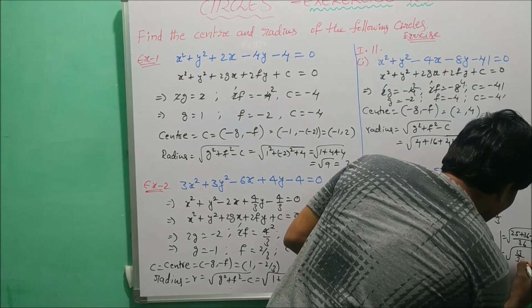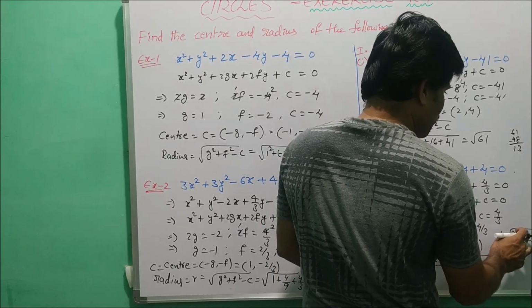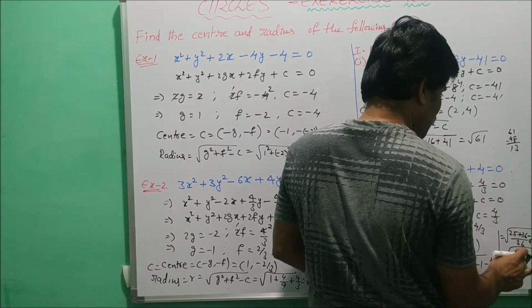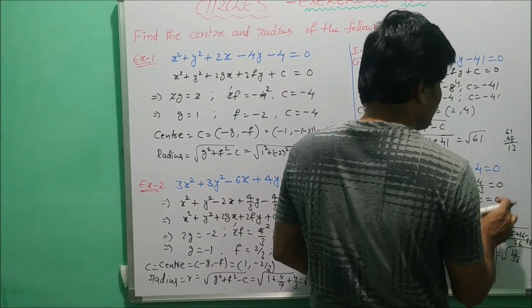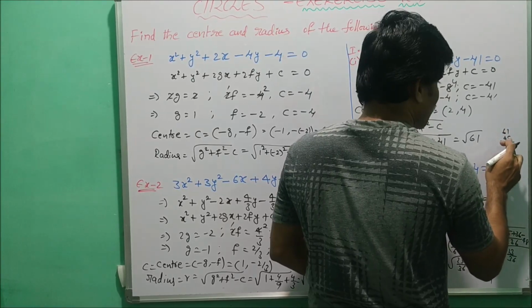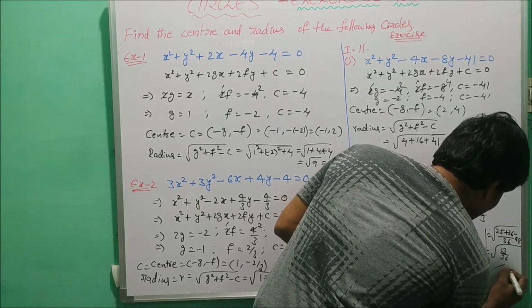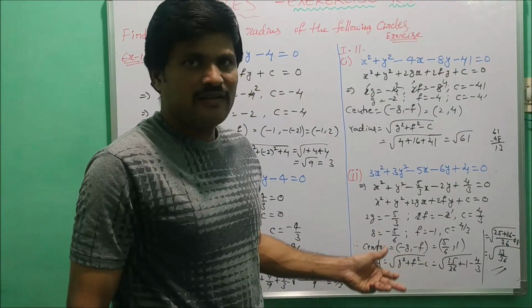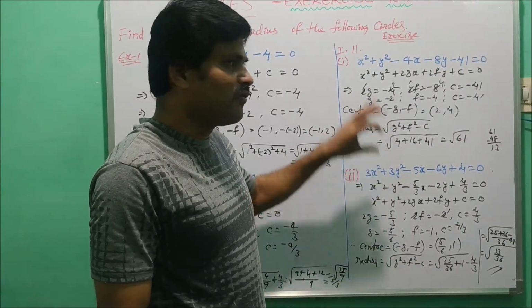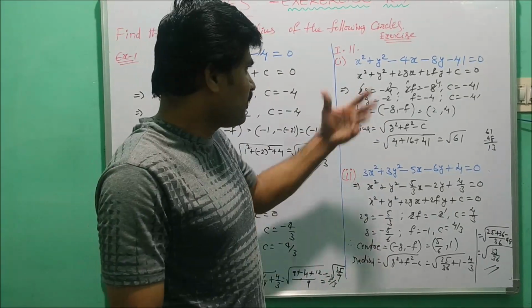13 by 36. Once we check, 25 plus 36 is 61, minus 48, 13. So square root 13 by 36. That is the radius of the circle. So these are the solutions of given sums. Next we continue remaining problems.